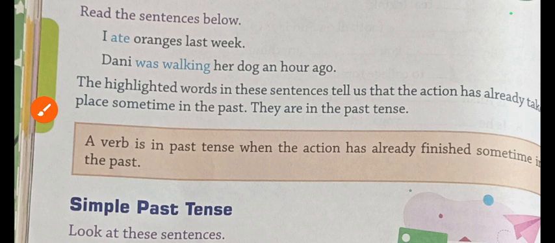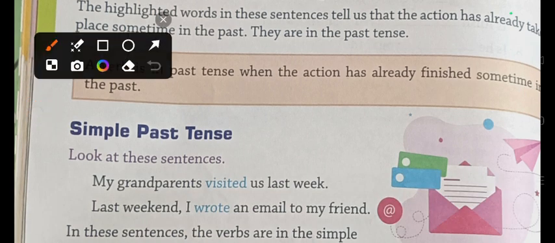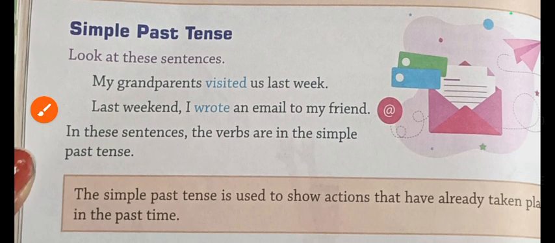So the highlighted words in these sentences tell us that the action has already taken place sometime in the past, and they are in the past tense, right? You can write this definition from here. A verb is in past tense when the action has already finished or completed in the past. Simple past tense. Just look at these sentences.